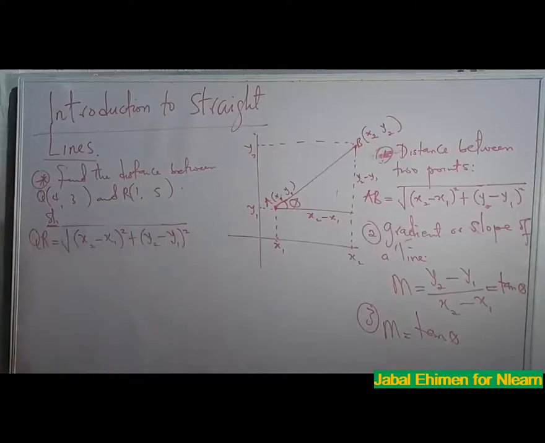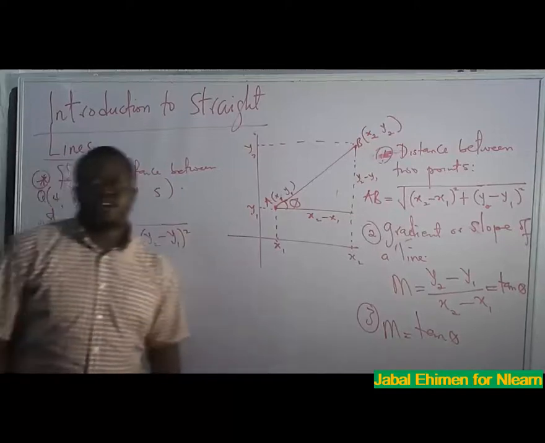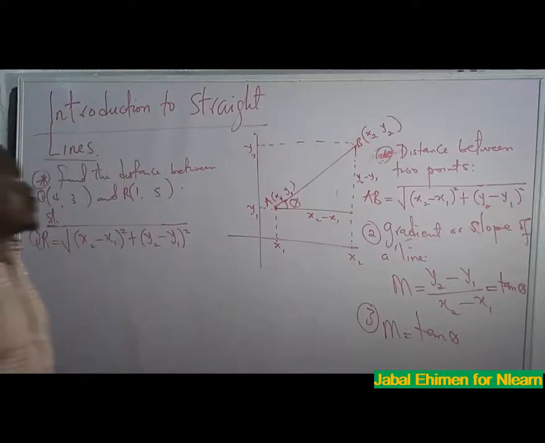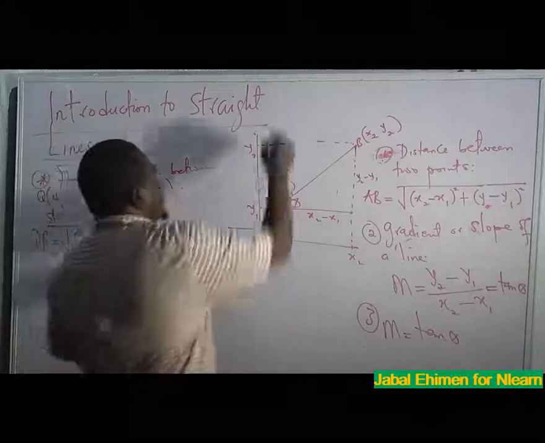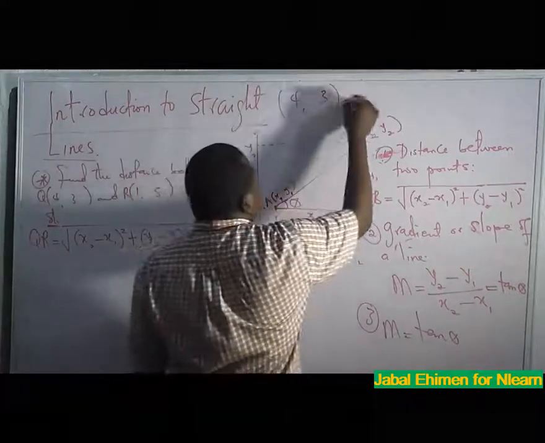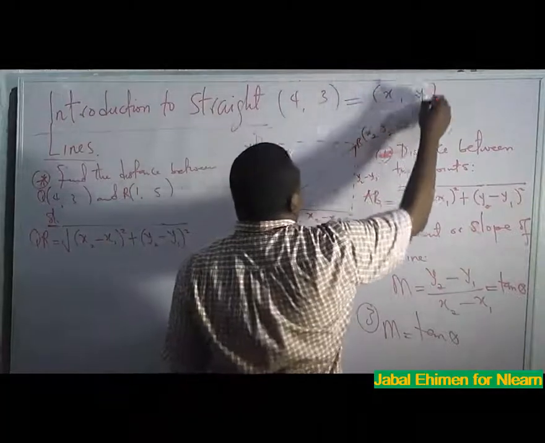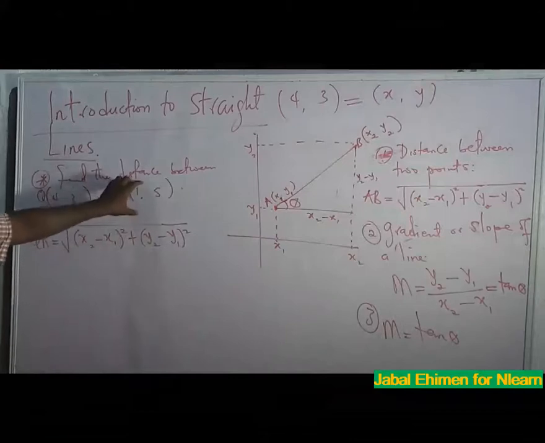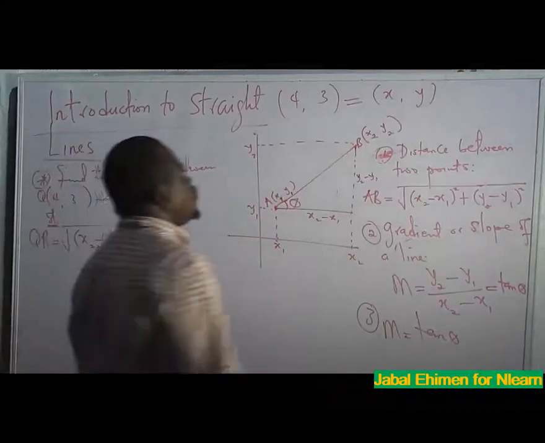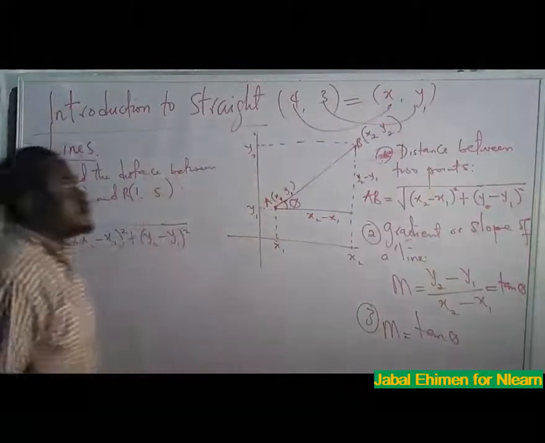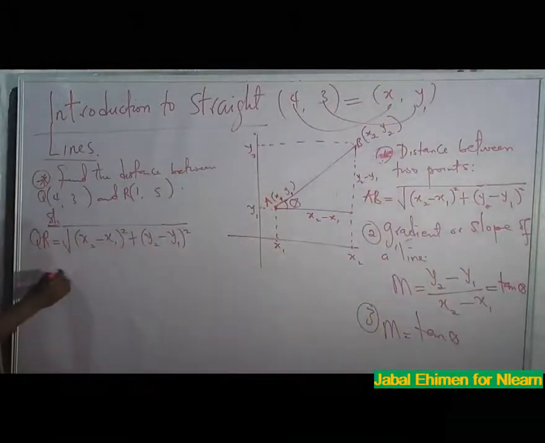But the question is this: how do I know my x2? How do I know my x1? That becomes very simple. If I take this value, for example, this value is (4,3). And I know it is xy. So the first one will be assumed to be x1, y1. The second will be x2, y2. So I'll take this as x1 and I'll take this as y1. So now from here, what do we do?